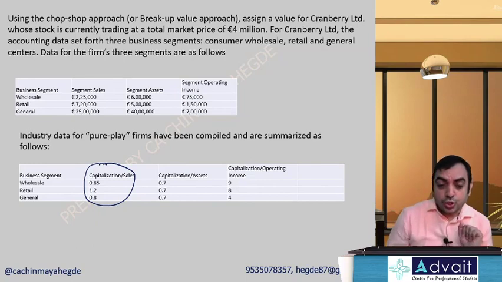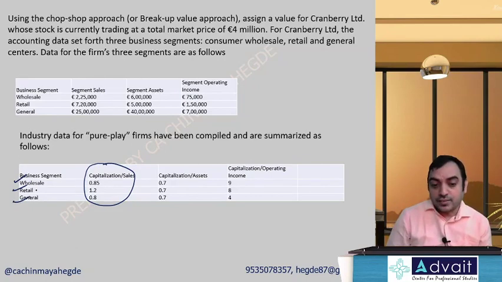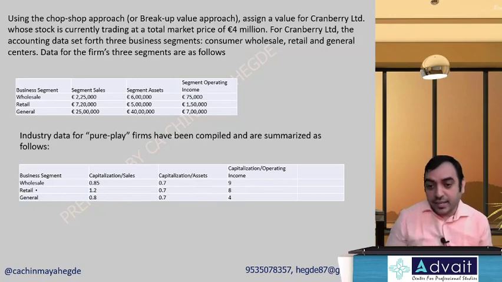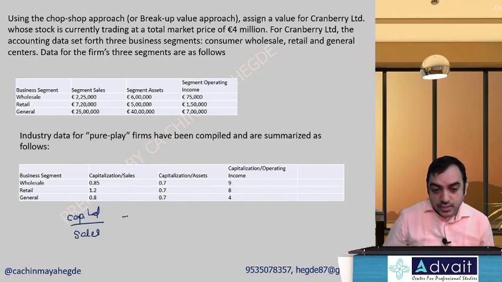Now, using this ratio, we compute the value of wholesale segment, value of retail segment, value of general business segment. Let's consider one at a time. 0.85. What do you mean by capitalization to sales? Capitalization divided by sales is given to be 0.85 divided by 1. Denominator always means 1. So if 1 rupee is sales, capital means value, what we calculate.